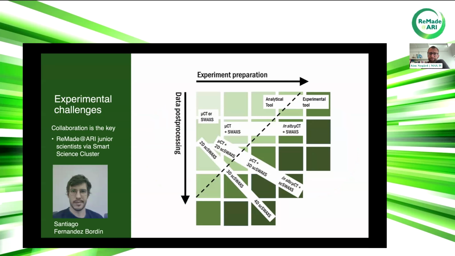Okay, a bit about the experimental challenges. I usually like to present this as a map where on the horizontal axis, I try to illustrate the effort and expertise needed for preparing an experiment, and on the vertical axis, the effort and expertise needed to process the data.